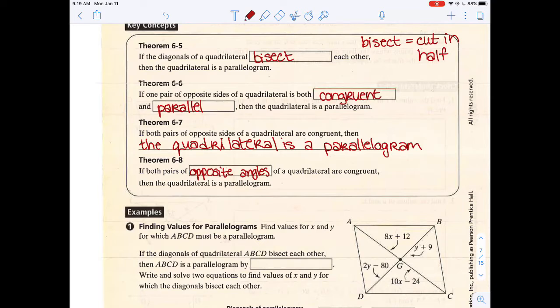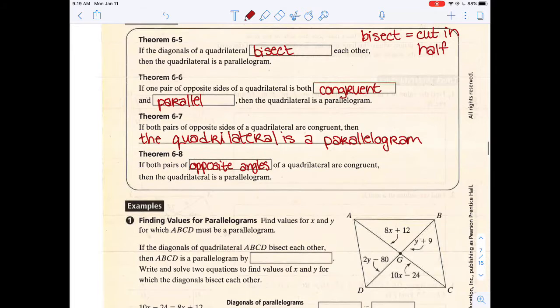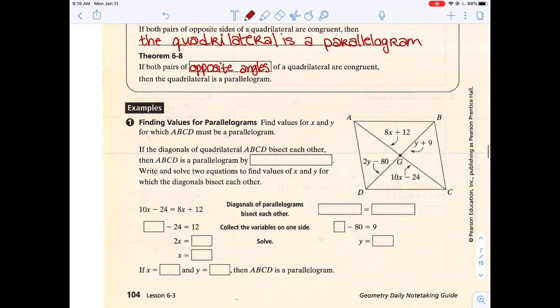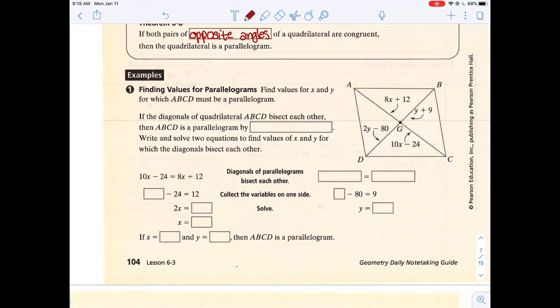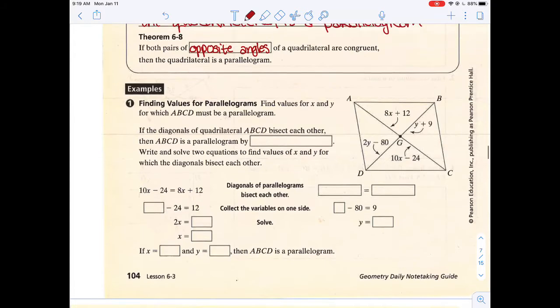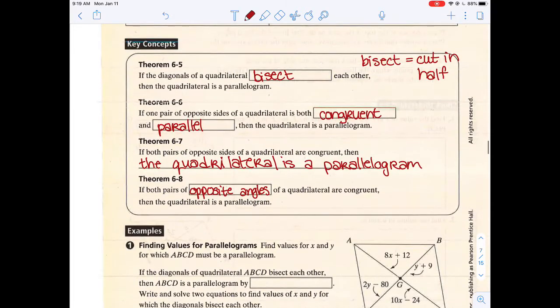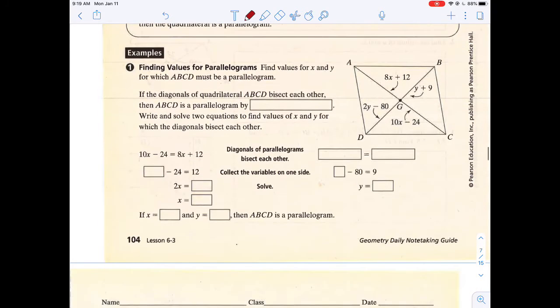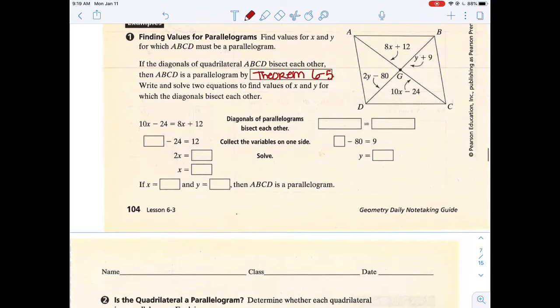So we are going to start applying these 4 theorems to figure out if we have a parallelogram. First one, finding the values of a parallelogram. So we are going to solve for x and y in quadrilateral ABCD. If the diagonals of a quadrilateral bisect each other, then ABCD is a parallelogram by theorem 6.5, that talks about bisecting. Okay, so write and solve the equations for x and y.